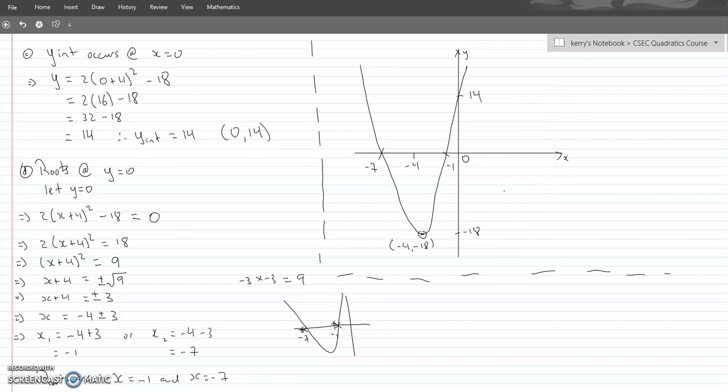A sketch does not have to be drawn to scale. And that's important. A lot of people don't note that. It doesn't have to be drawn to scale. But I mean, use a ruler. Use a ruler, use a pencil. Never use a pen to sketch these curves.